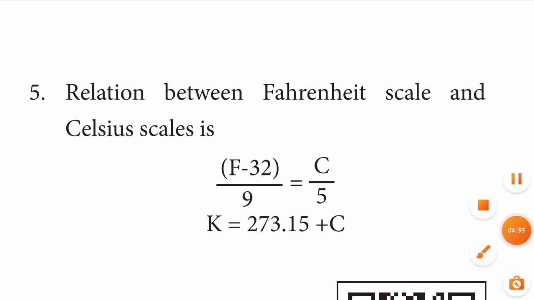And see the downside, children, another formula. K is equal to, K means Kelvin, the Kelvin scale. K is equal to 273.15 plus C, where C means Celsius. This is another formula, the Kelvin formula. If Celsius is given, you calculate the Kelvin scale. Sometimes Kelvin is given, and you have to calculate the Celsius scale. This is clear to you. These are two very important formulas, children. Sometimes they ask 2 marks and 5 marks questions also. This is clear to you, children?